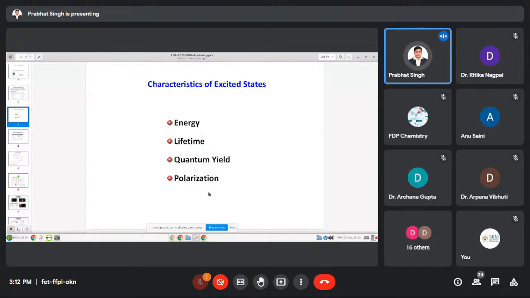Okay, so we will see in more detail how it is defined. And then the fourth parameter is polarization, which is not something that I'm going to discuss in detail, but this is again something which makes sense in the excited state. Polarization is basically the orientation of the dipole. Suppose you have a molecule, so you have the dipole in this direction.